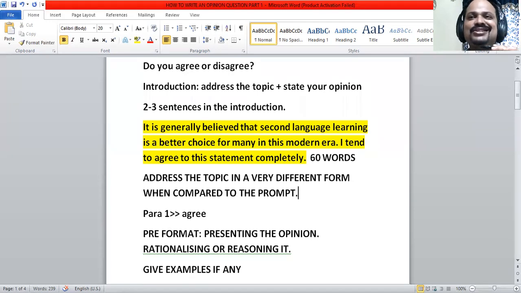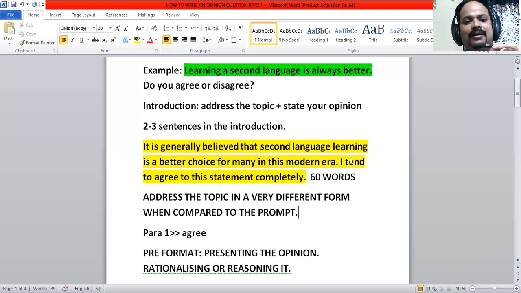You can change the structure of this. And that's what I have done here. Learning a second language is always better. It is generally believed that second language learning is a better choice for many in this modern era. Better is there, here also there is better. Second language is here, here also second language. Learning is there, learning is here also.